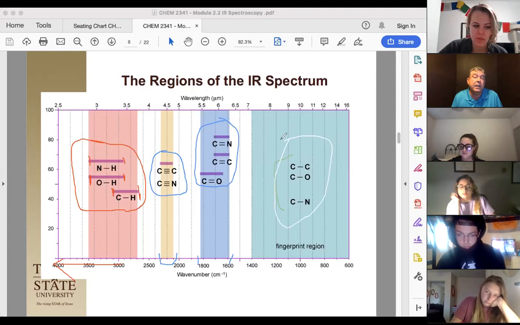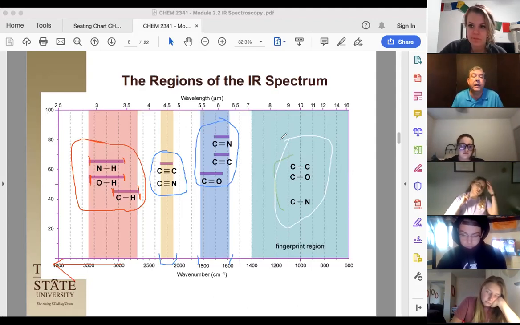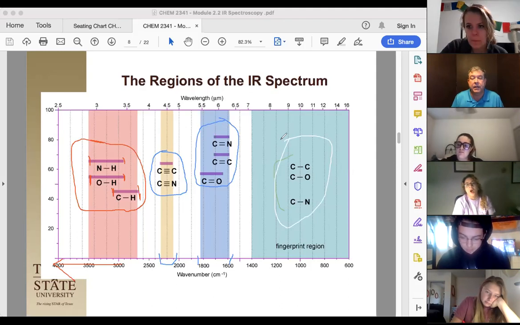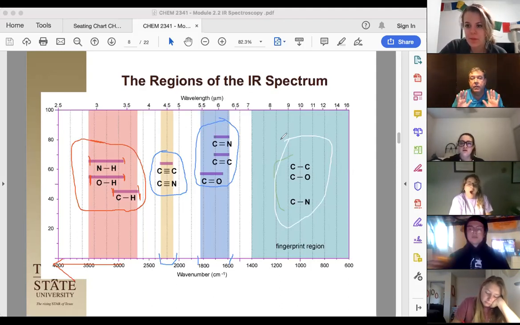So even if you really didn't know what the compound was, you can say, hey, it has a peak in the 1600 to 1800 range. It must have a double bond of some kind. A double bond to oxygen, a double bond to carbon, or a double bond to nitrogen, okay? Does that make sense? The reason for these is all about the energy that they can absorb.